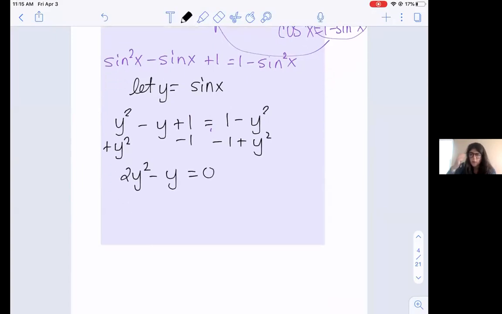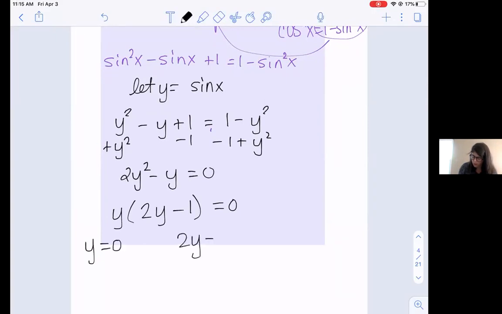Most of these you're going to be able to solve with factoring. I'm going to factor out a GCF of y, and I'm left with 2y minus 1. Okay, when you factor, you get each factor equal to 0 and you solve for y.